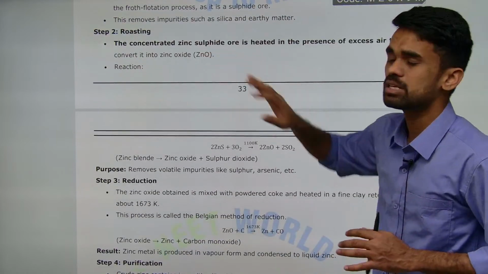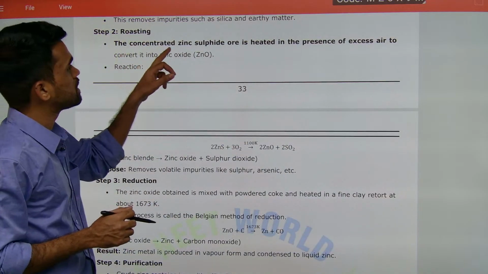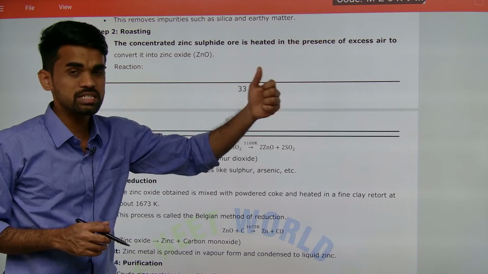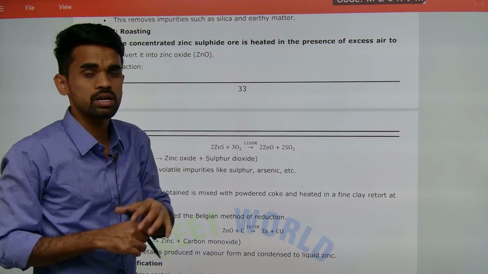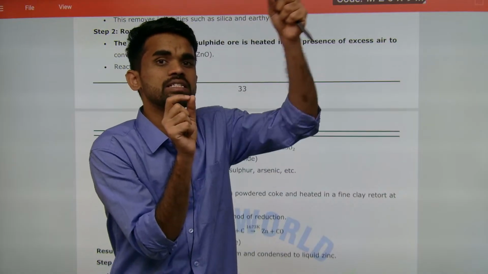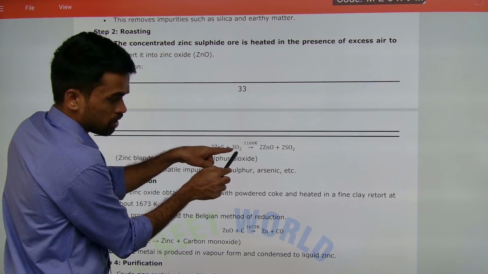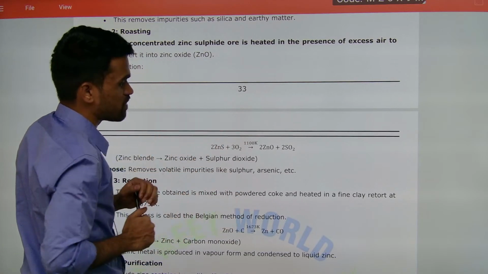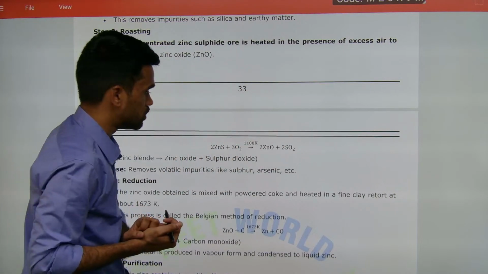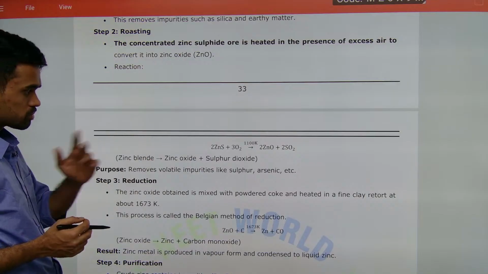Okay, the next method is roasting. What do we do in the roasting method? The concentrated zinc sulfide ore is heated in presence of oxygen. We have just studied roasting, right? Zinc sulfide heated in presence of oxygen at high temperature, like 1100 Kelvin, forms zinc oxide plus SO2 gas, which goes out. So zinc blende is converted into zinc oxide, and sulfur dioxide is removed.